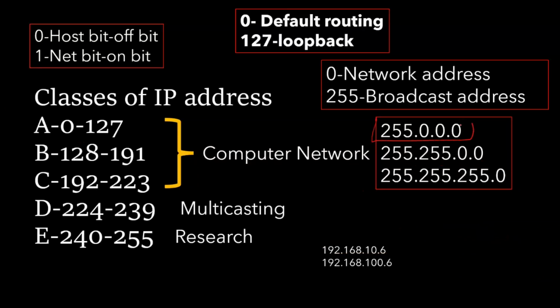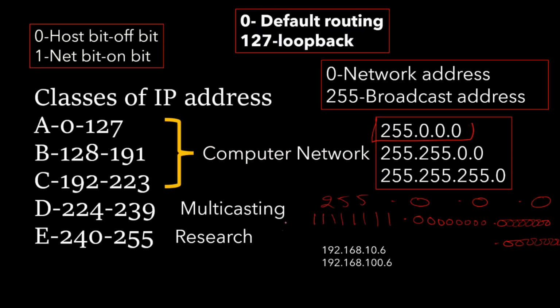Suppose I'm taking the first one, the subnet mask of class A, 255.0.0.0. Now if I convert this subnet mask into binary form, what will be the binary of 255? Eight 1s. Then for 0, eight 0s, and again eight 0s, and for the last 0, eight 0s. Right, now this is the binary of the subnet mask.